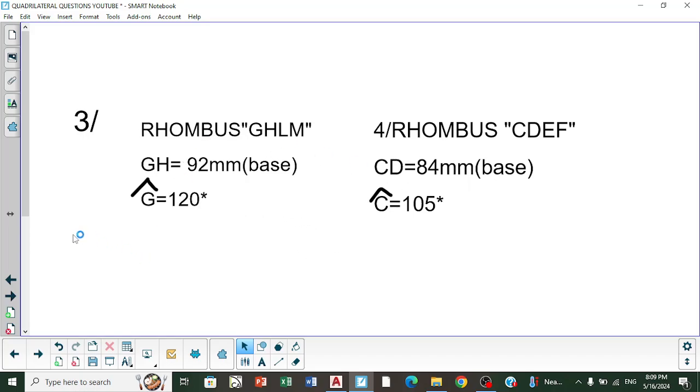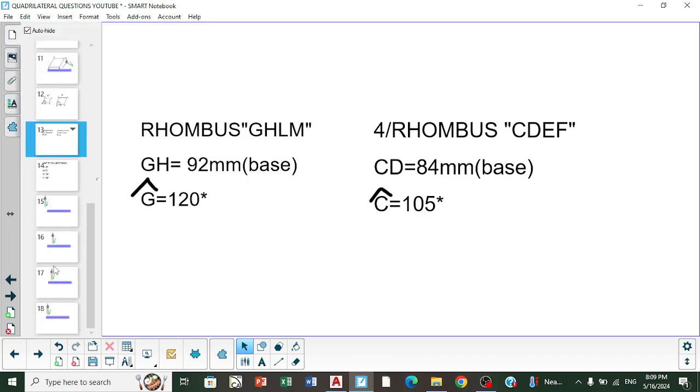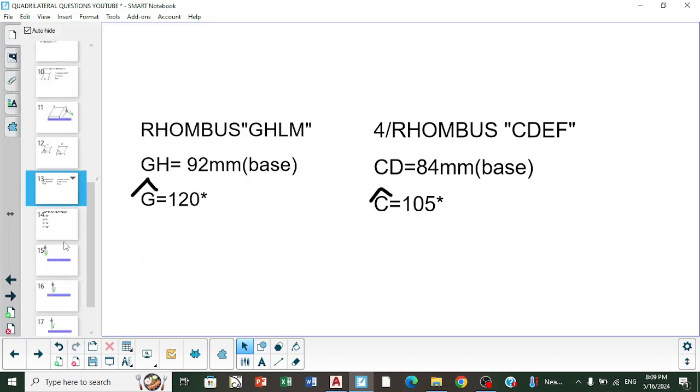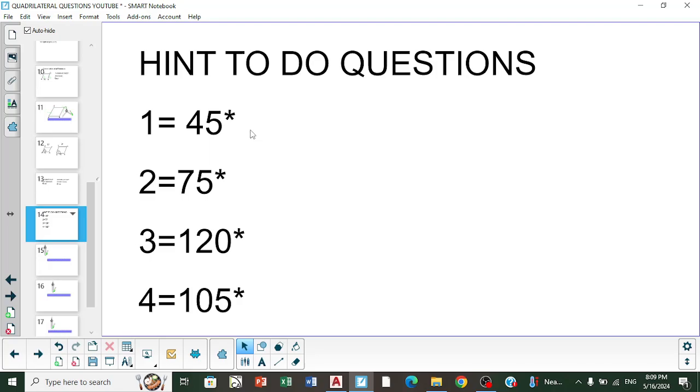I want to give you a hint in constructing these. I want you to do these for yourself, but I want to give you a hint in the construction of these quadrilaterals, more precisely the rhombus. So 45, right? You need to be strong on your angle construction. And so you need to know how to construct a 45 degrees angle, how to construct a 75 degrees angle, how to construct a 120 degrees angle, and how to construct an angle of 105 degrees.